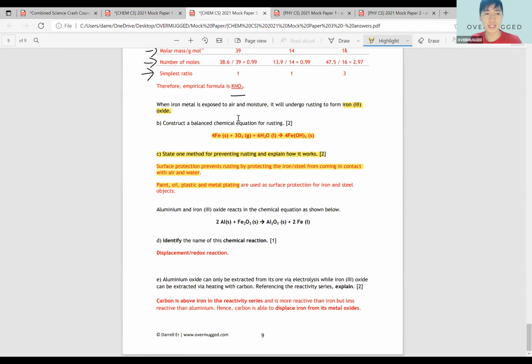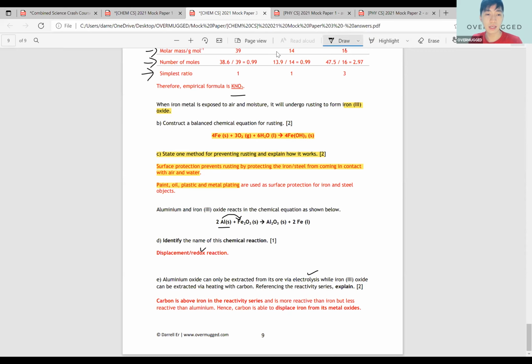Okay, what reaction is this? Okay, here you will notice that when aluminium reacts with iron oxide, this is a displacement reaction. Why? Because aluminium is more reactive than iron, aluminium would displace it. Okay, at the same time, if you say it's a redox reaction, it's fine as well, because aluminium is oxidized while iron is reduced.